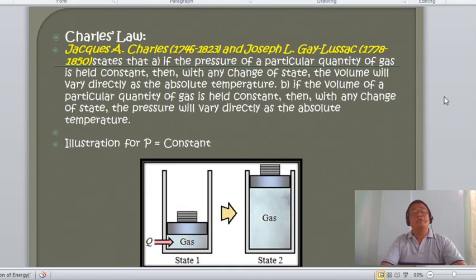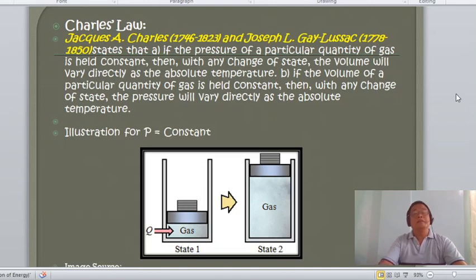We have another law for ideal gas, the so-called Charles's law. Of course, this was developed by Jacques A. Charles, 1746 to 1823, and also Joseph L. Gay-Lussac, 1778 to 1850.